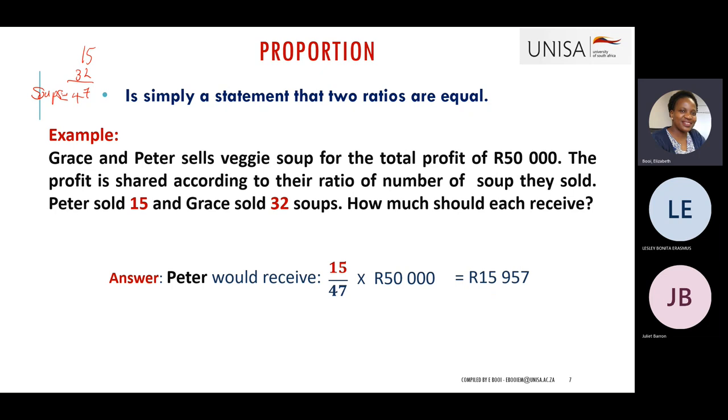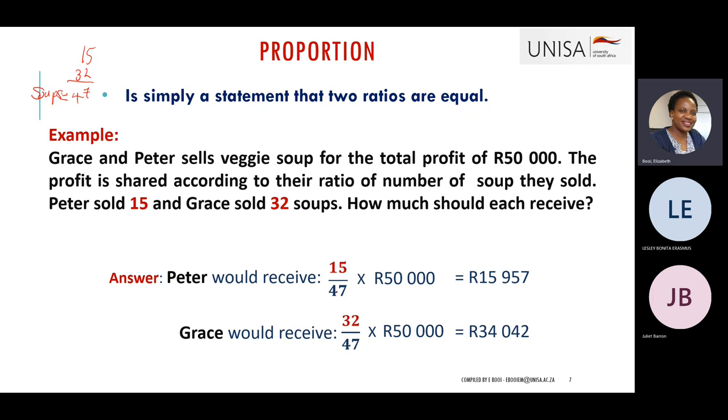And from here, because if we have the ratio of one, we don't have to calculate the ratio of the other, we can take 50,000 minus 15,957, and that will give us how much Grace should receive. But because we're working with ratios, we're just going to calculate the ratio. So let's calculate the ratio for Grace. The ratio for Grace will be 32 products, because she sold 32 products out of 47. So it's 32 to 47. Multiply that with the 50,000, and that gives us 34,000.